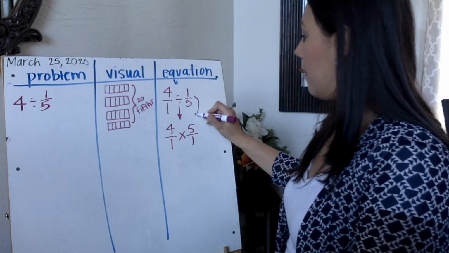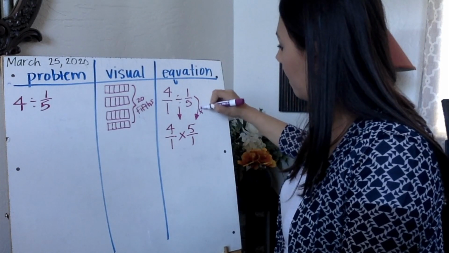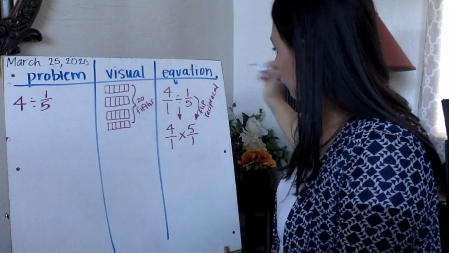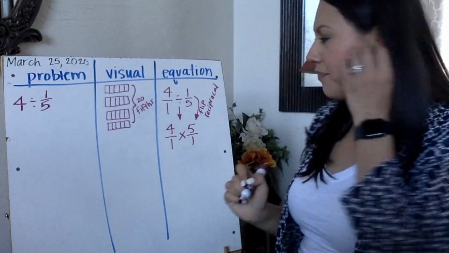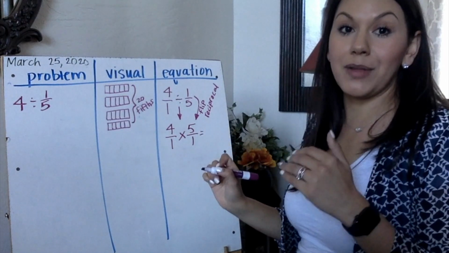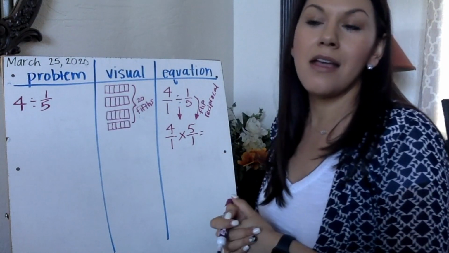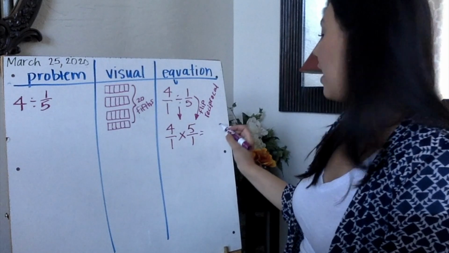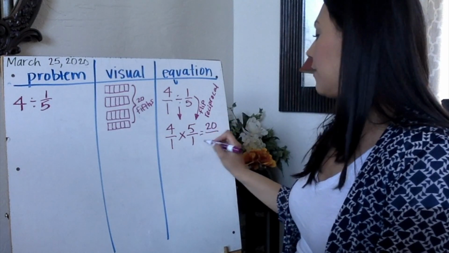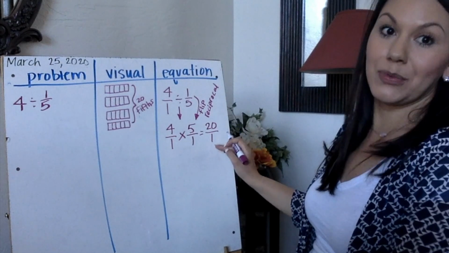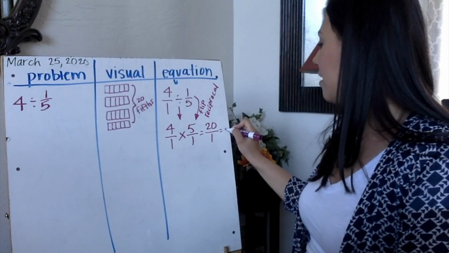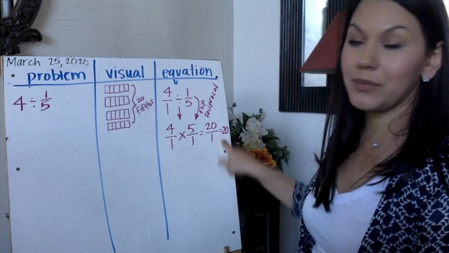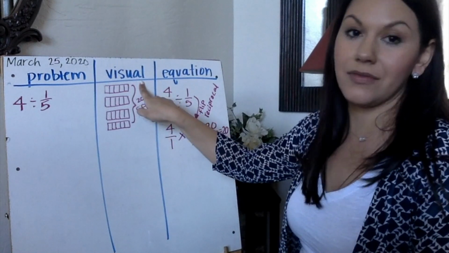So flip, which is the reciprocal. Reciprocal, yes. Okay. Now you can multiply across, and we remember our multiplication rules. Multiply your numerators and then your denominators. 4 times 5 is 20. 1 times 1 is 1. Improper fraction, how many times is 1 going to 20? 20 times. There's our answer. 20 with the equation, when we solve it with an equation. 20 when we do it as a visual.